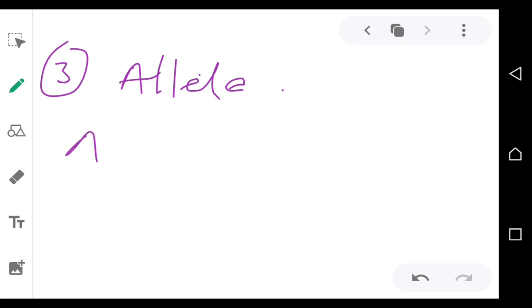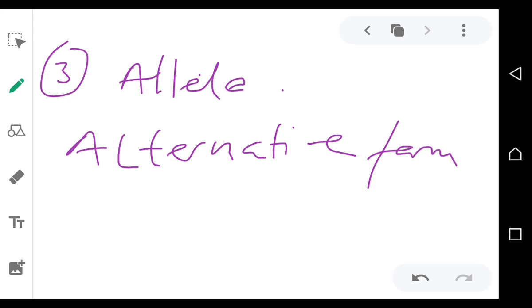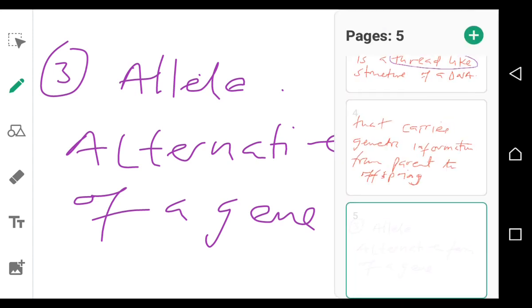There is what you call an allele. Number 3. What is an allele? An allele is an alternative form of a gene. If I say an allele, I mean a gene, so it's the same thing. It's an alternative form of a gene.